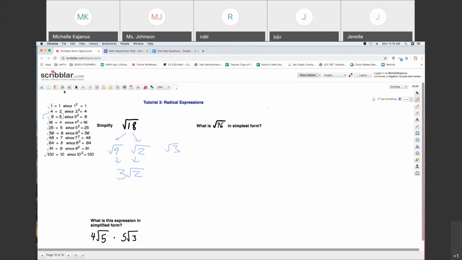Someone typed in the chat to use the numbers in the right column, 1, 4, 9, 16, 25, because those are the numbers that have perfect squares. Yes, thank you, Ms. Johnson. And if you can find a longer list, feel free to search the internet and look at resources, because then you're going to have things like the square root of 96.